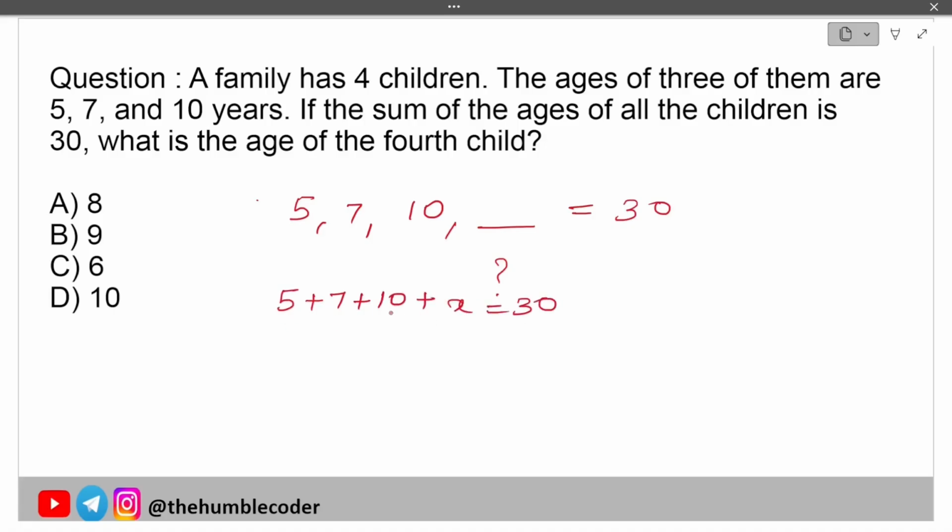Okay, let's sum them up. 10 plus 7 is 17, plus 5 is 22. 22 plus x is 30. So x equals 30 minus 22, which gives us the answer as 8. So the correct answer will be option A, which is 8.